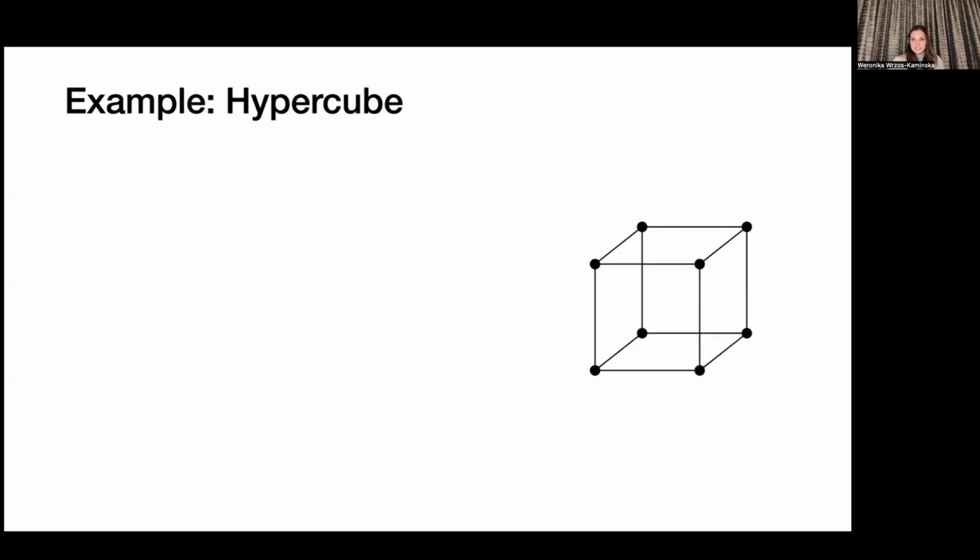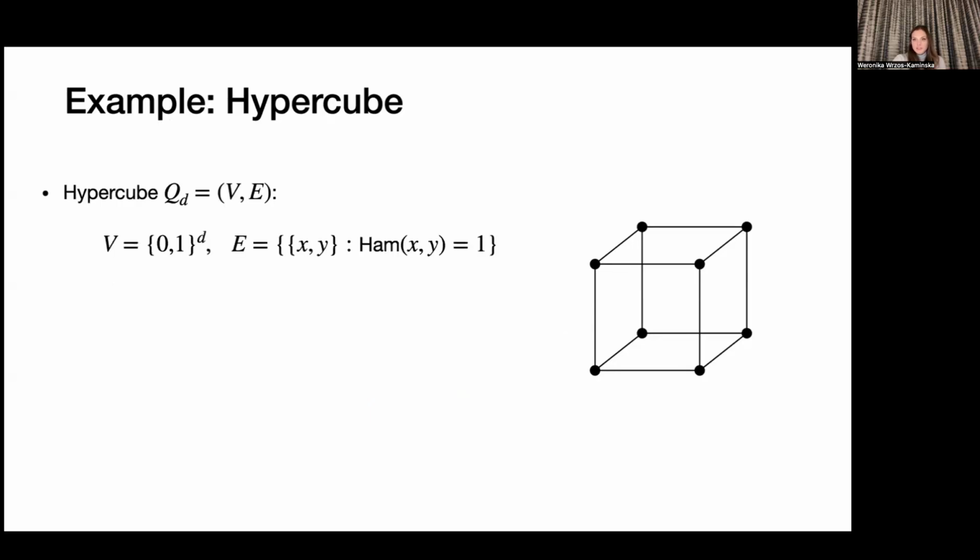Now, the most basic example of a graph that has an overlapping community structure is the hypercube. So the d-dimensional hypercube graph is the graph that has 2 to the d vertices, and these will be the points in the Boolean hypercube. And 2 vertices are connected by an edge if their Hamming distance is exactly 1. So here in the diagram, you see a 3-dimensional hypercube graph. Okay, and this is a graph with degree d.